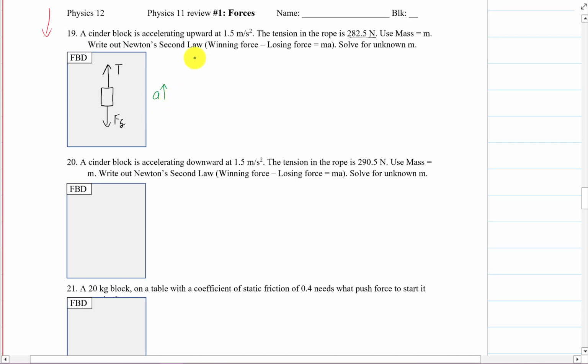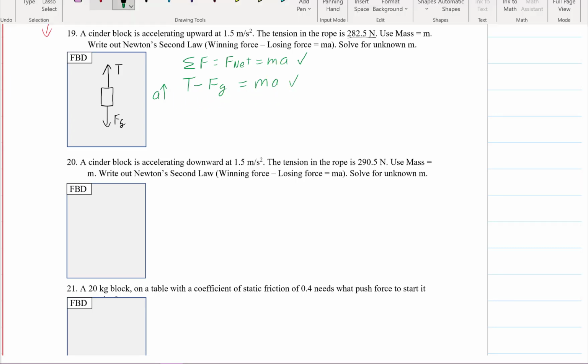Okay, so we write out Newton's second law. So the sum of the forces is equal to F net is equal to ma. Now I take the sum of these forces. Which one's winning? It's going up, so tension is winning. What's losing is the force of gravity, and that has to equal ma. You have to write this line down because you're saying that I'm using Newton's second law, and this is how it applies to my free body diagram. So you need those two lines. You skip it, you're losing marks.